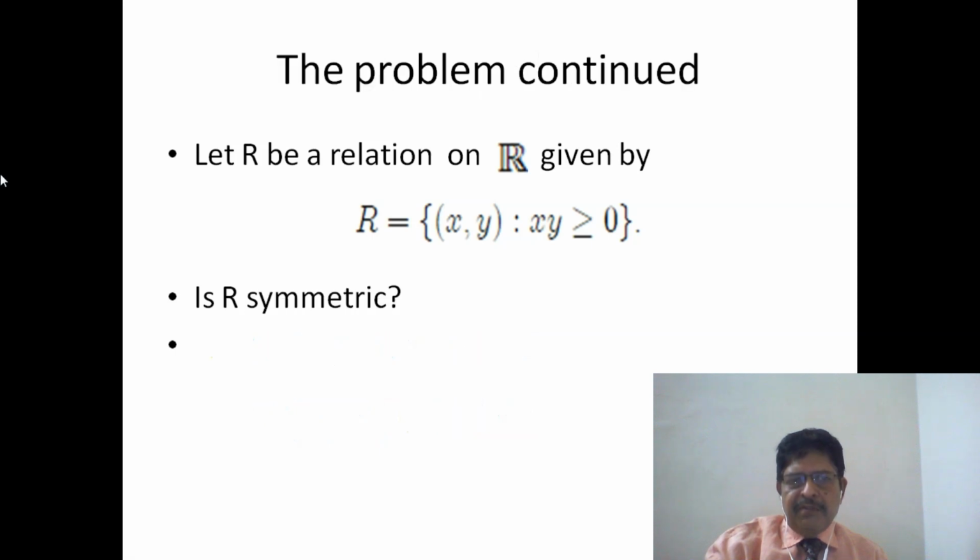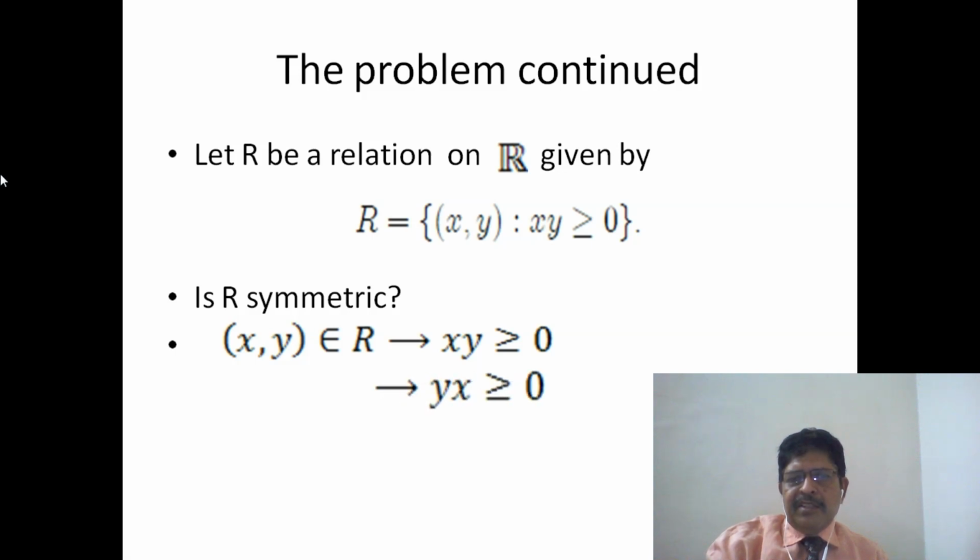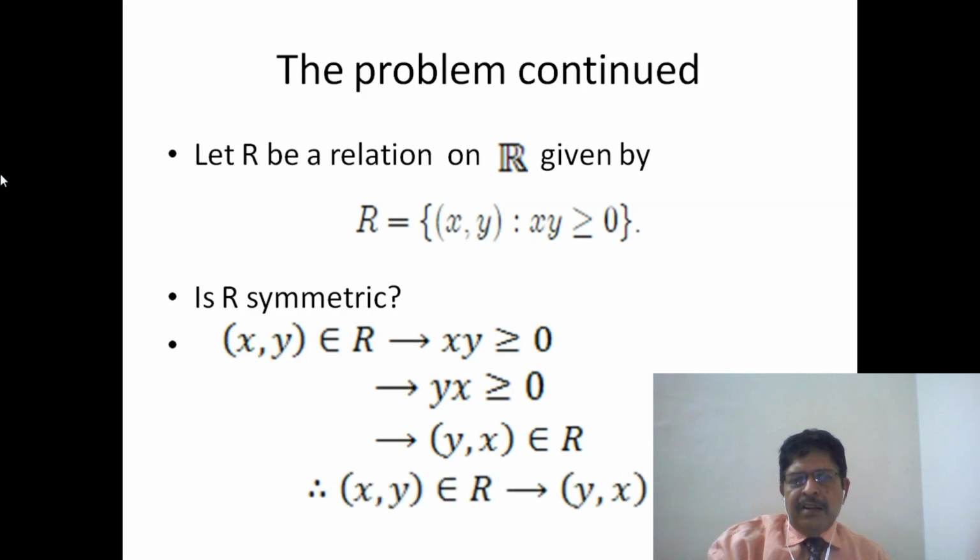So R is reflexive. Is R symmetric? Yes. No hassles here also. If xy belongs to R, their product has to be greater than or equal to 0, and by the commutative property of multiplication, yx is also greater than or equal to 0, and therefore the ordered pair y comma x also belongs to R. Thus x is related to y means y is also related to x under this relation. So it is symmetric. So for all ordered pairs xy, yx also belong to R.